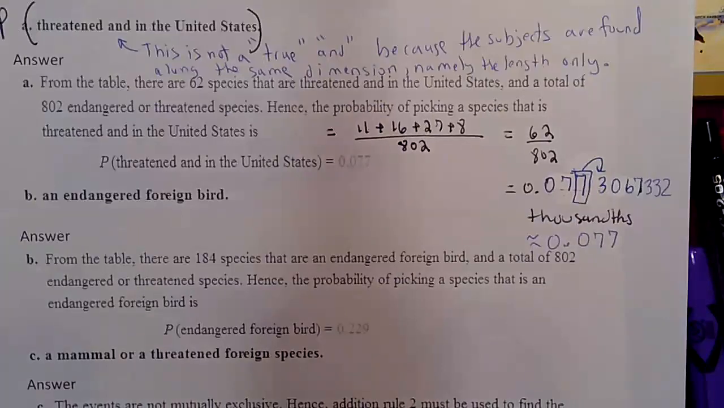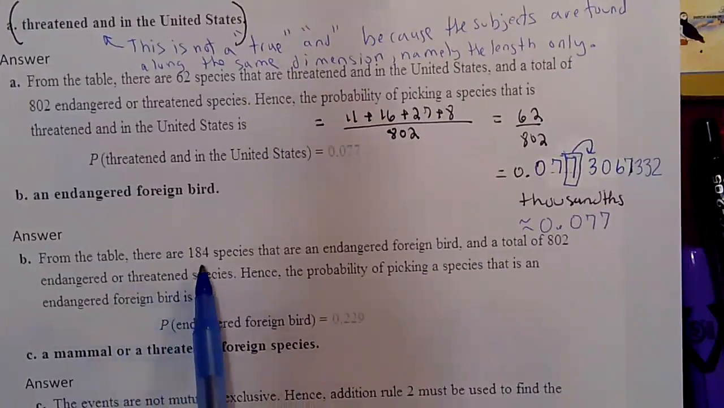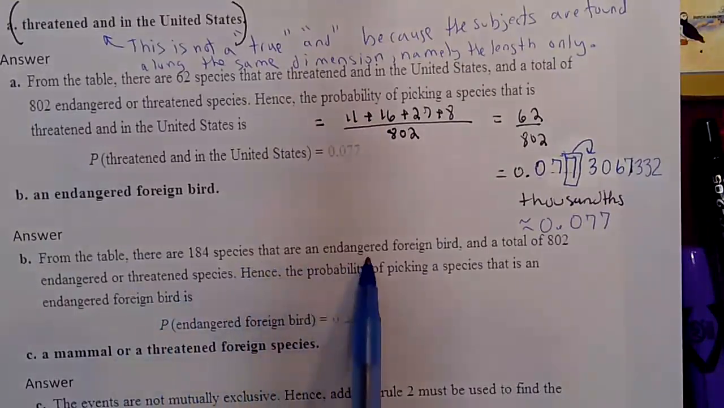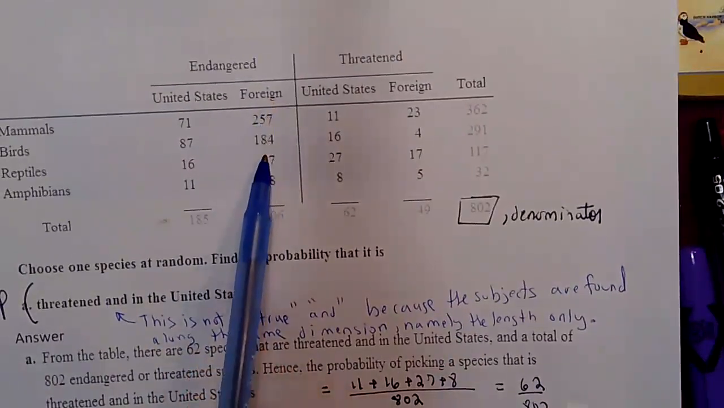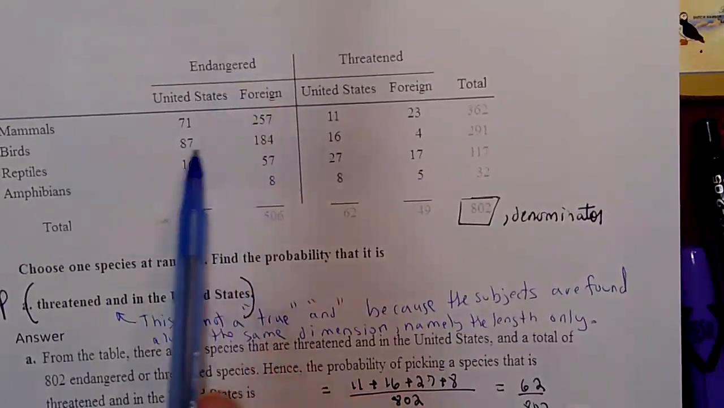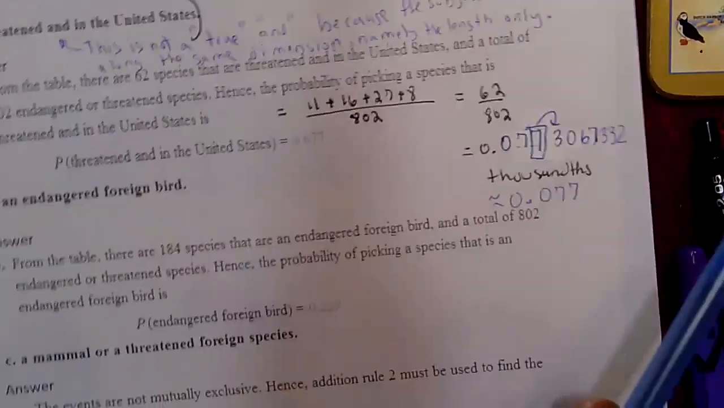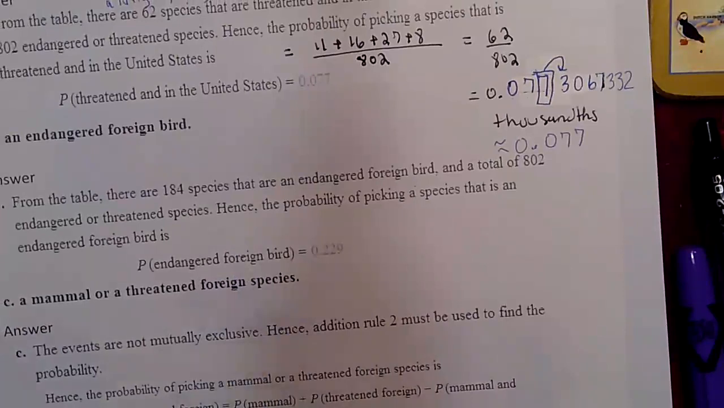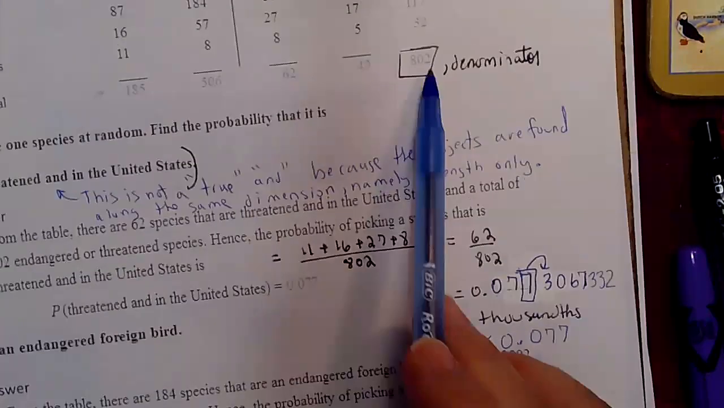Okay, next we have find the probability of an endangered foreign bird. So it says that from the table there are 184 species that are an endangered foreign bird. Okay, let's make sure of that. Endangered foreign, and then bird. Endangered foreign and then bird. Yep, 184. But that's all. We don't have an and some other subject or an or another subject. It's just that.